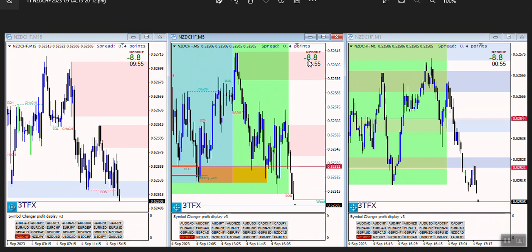So I had two entries, and together they were minus 8 pips. That is minus 4 pips each for each entry. So that was how I got a loss on the NZD CHF.